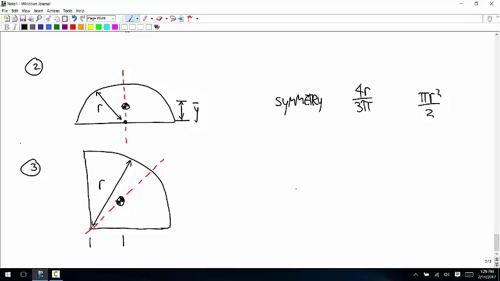So I'll call this distance x bar, and this distance y bar, and they're both going to be the same. So x bar, excuse me, is 4r over 3 pi. y bar has to be the same thing, 4r over 3 pi. And then the area is just the area of a circle divided by 4. So pi r squared over 4.